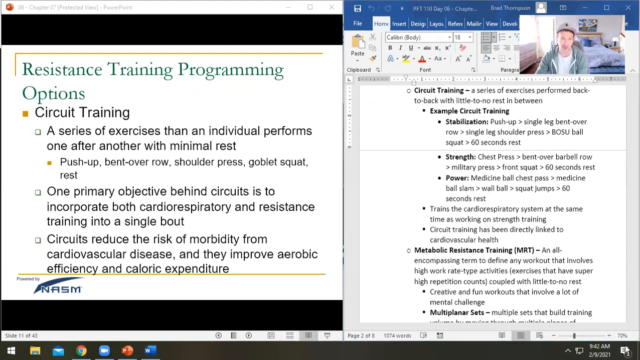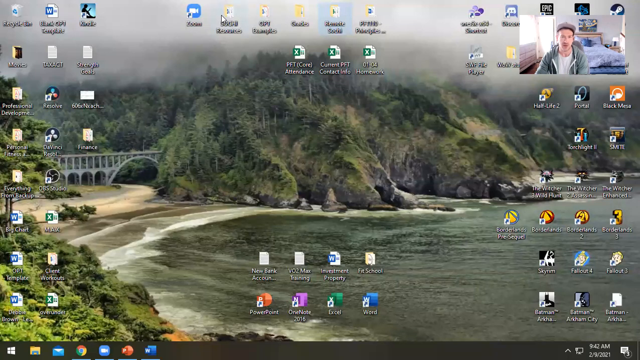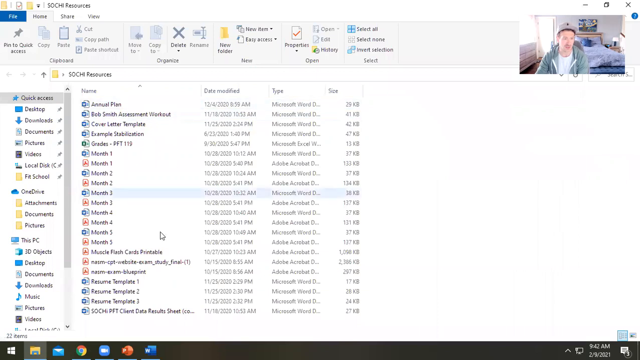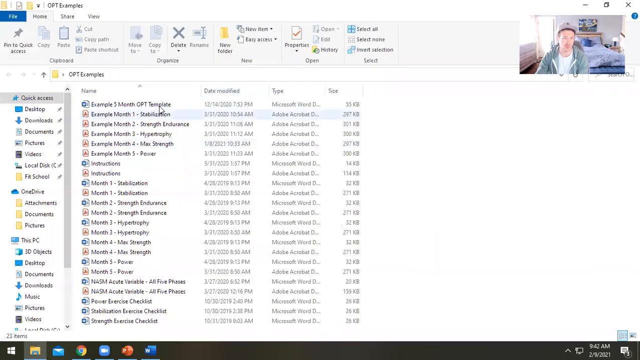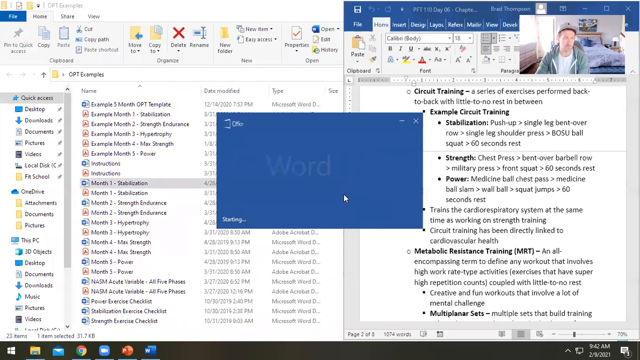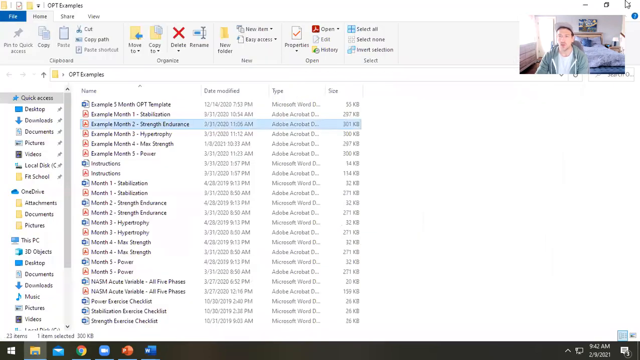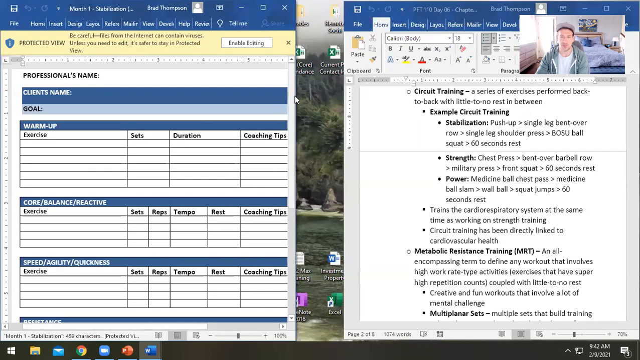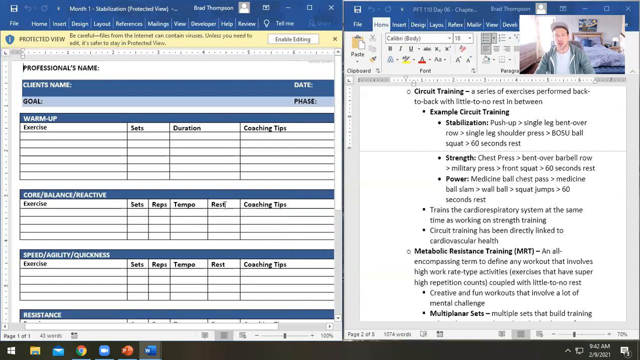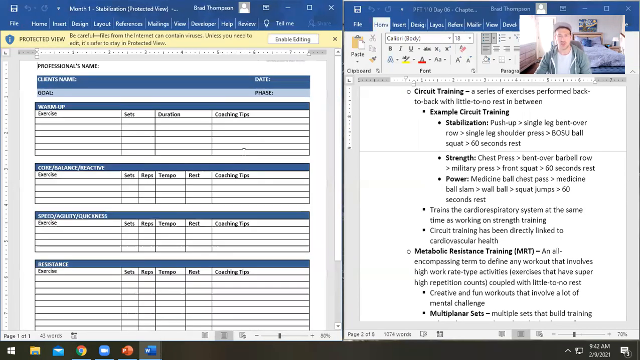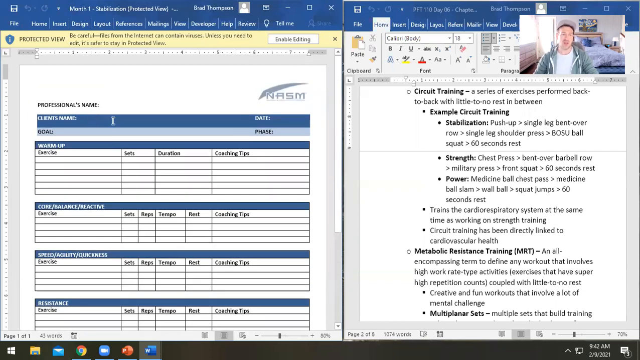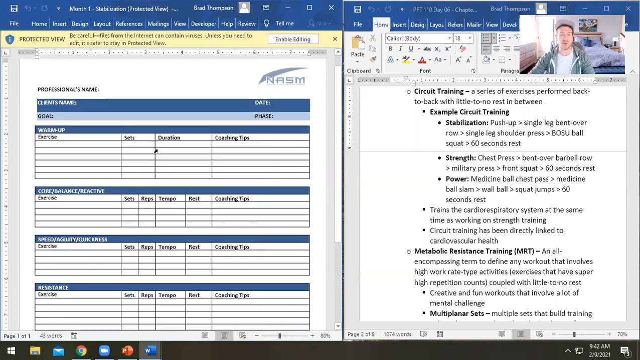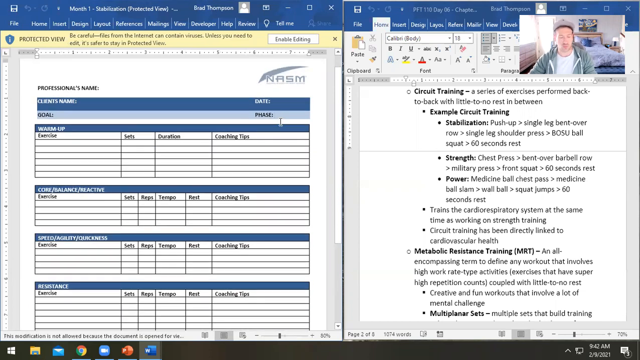And I'm actually going to build one here rather than just show it on the PowerPoint. I need a blank OPT template. All right. So here's my little blank OPT template here, right? We're gonna build a really great, very simple workout for our client, right? So if it's stabilization, that means that they're in phase 1 here, right?